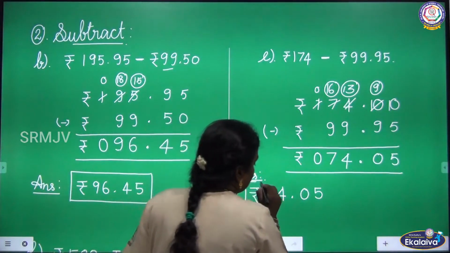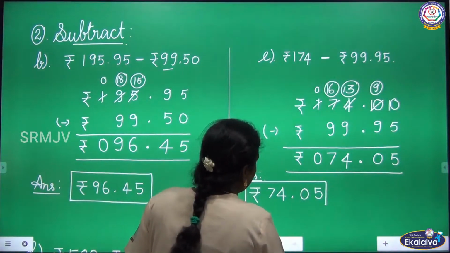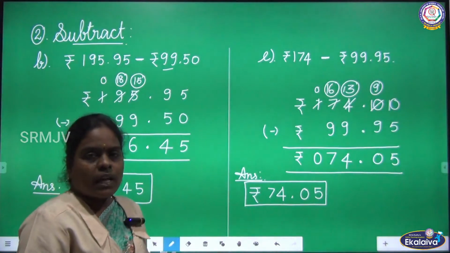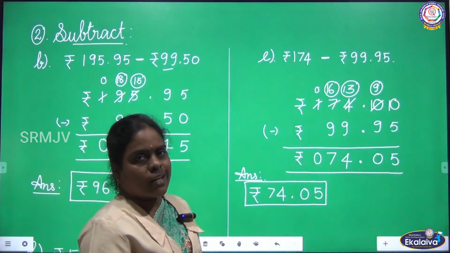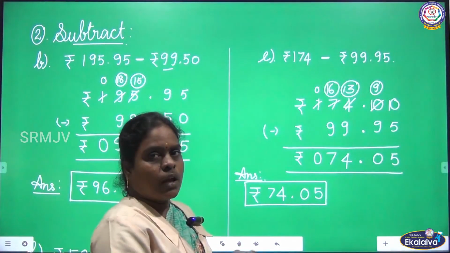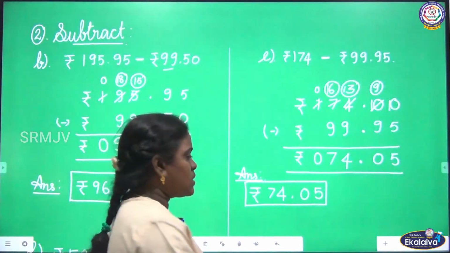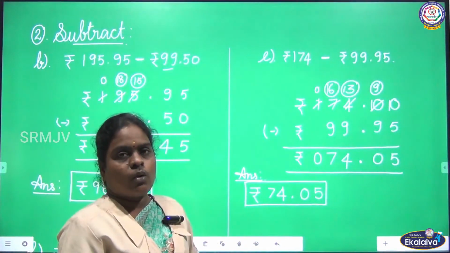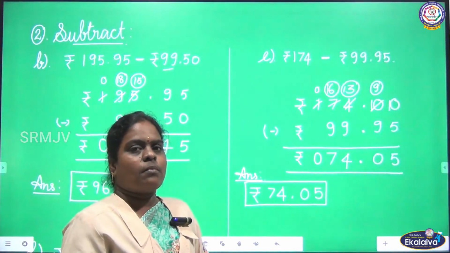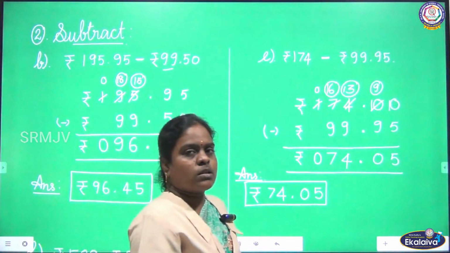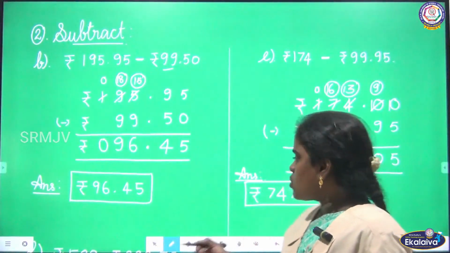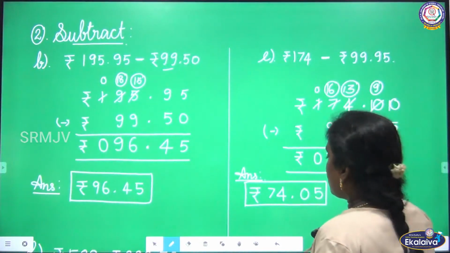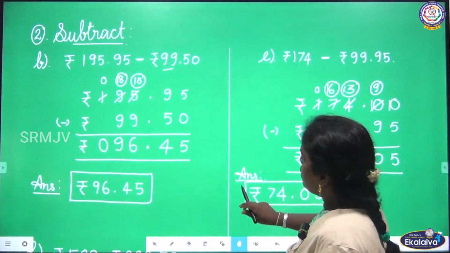Listen children, in the rupees column, if you have 0 before the number, we can leave that because there is no value for a 0 if it comes first. But in the paise column, you must write 0. If you leave the 0, the value of the amount becomes wrong. So you must write 0 if you have it in the paise column. Look at the next question.